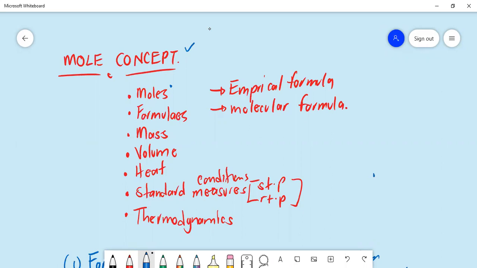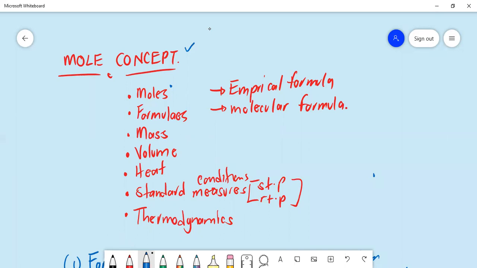So we shall look at the formula masses. Those are the formulas, either of a molecule or of a compound or an atom. Then we shall look at finding the mass, which we did. I think, yes, we did that. So we shall look at volume, maybe of a given gas, heat changes. Then we shall look at the condition where we shall look at either standard temperature and pressure or at room temperature and pressure.